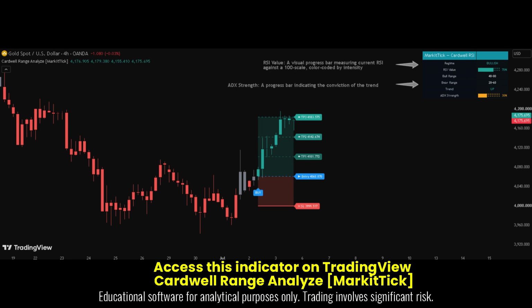Volatility-adjusted levels, applying an ATR multiplier to determine potential entry and exit zones, provides a dynamic, volatility-indexed approach to mapping price structure. Warning: educational software for analytical purposes only. Trading involves significant risk.